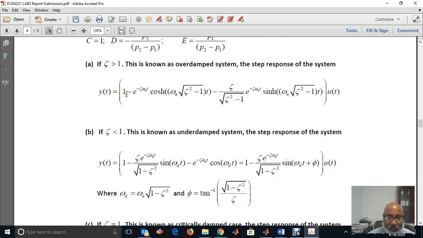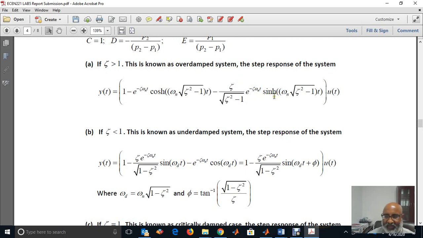If you see this expression, what is this expression? 1 minus e raised to minus zeta omega n times t, cos hyperbolic. In MATLAB there is a cosh function, the cos hyperbolic of a number. Cos hyperbolic of omega n square root of zeta square minus 1 times t, minus zeta over square root of zeta square minus 1, e raised to minus zeta omega n times t, sine hyperbolic.